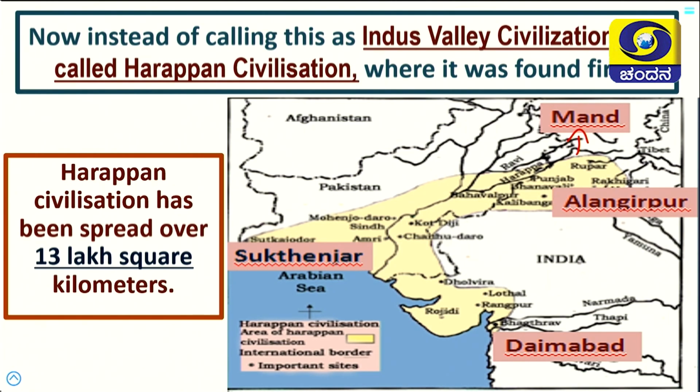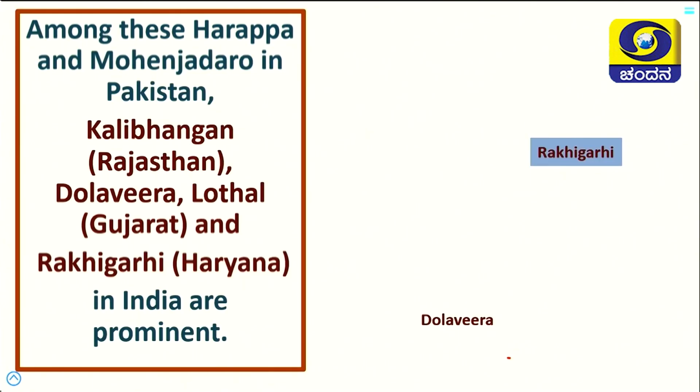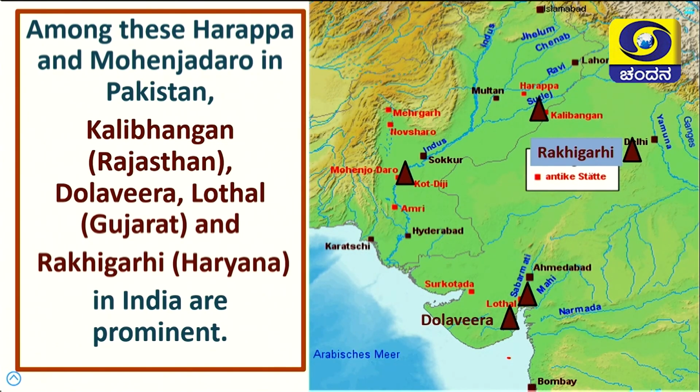At the northern tip was Manda, in the east Alamgirpur, in the west Sutkagen Dor, and in the south Daimabad. So this is the vast stretch of the Harappan civilization. Very important sites of the Harappan civilization are Kalibangan, Dholavira, and Rakhigarhi. Where are these? See, these are here. One is Mohenjo-daro, here it is. Next is Harappa, and Dholavira, Lothal, and Rakhigarhi, which is nearer to Delhi.